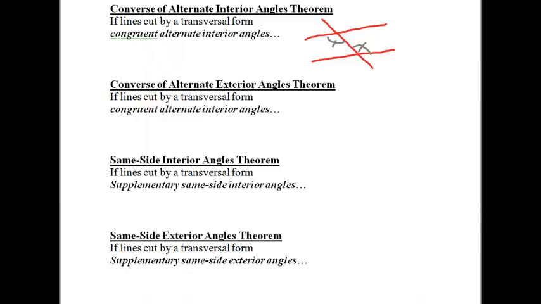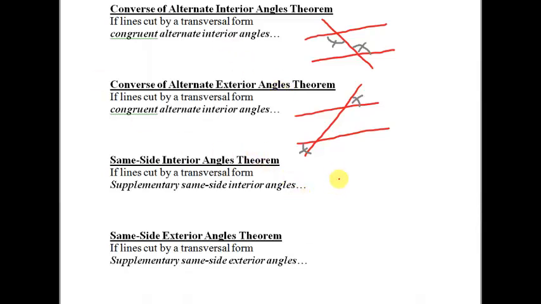The converse of the alternate exterior angles theorem would say you're taking a look at a picture and you see two lines and a transversal, and maybe this exterior angle here is shown to be congruent to its alternate exterior angle down here. If that's what you've got, then you can conclude that the lines are parallel.